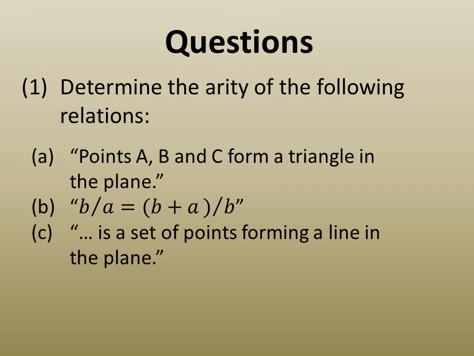Question 1. Determine the arity of the following relations. Part A. Points A, B and C form a triangle in the plane. Part B. B divided by A equals B plus A, all divided by B. Part C. Is a set of points forming a line in the plane.